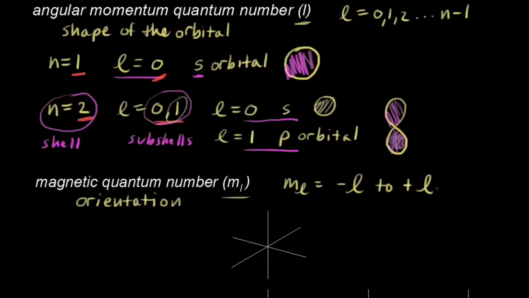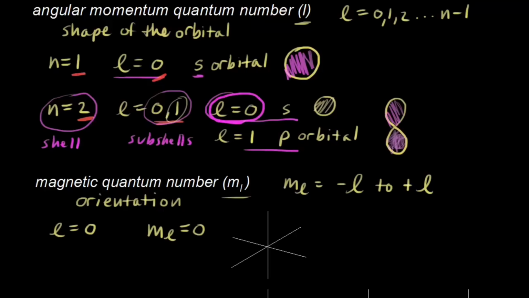All right, so that sounds a little bit confusing. Let's go ahead and do the example of L is equal to 0. So let's write that down here. If L is equal to 0, what are the allowed values for ml? There's only one, right? The only possible value we could have here is 0.